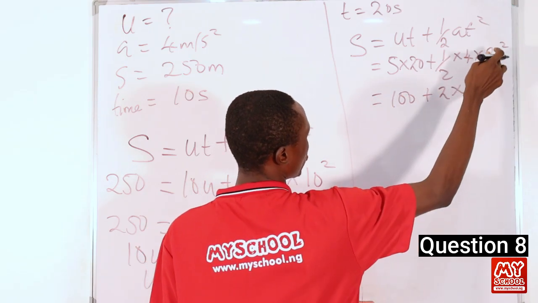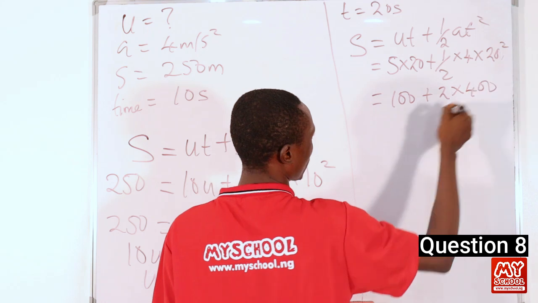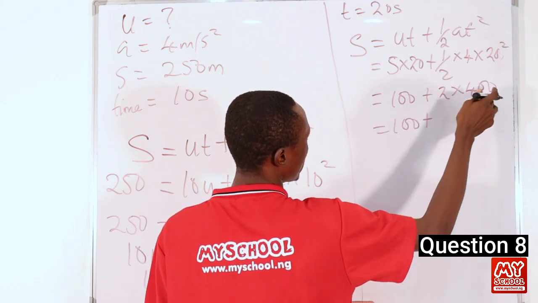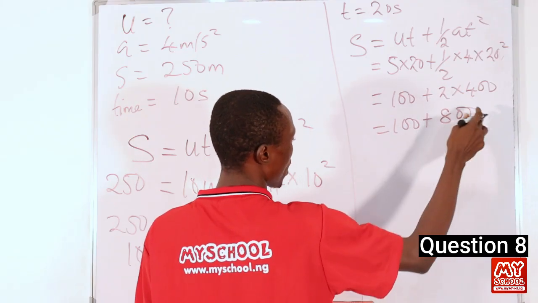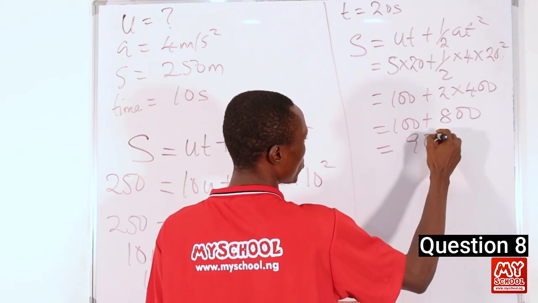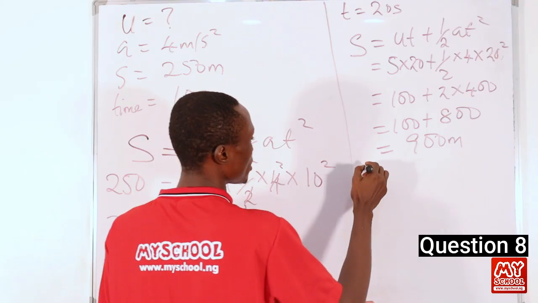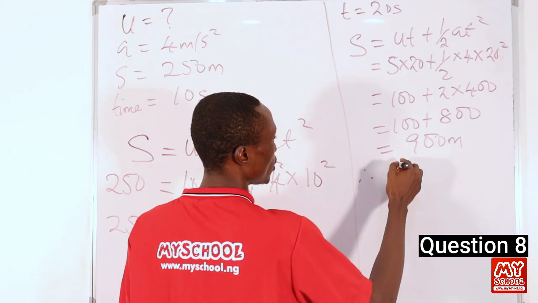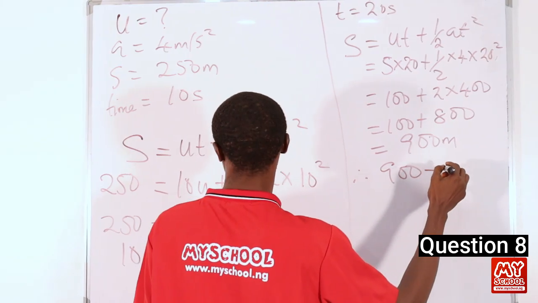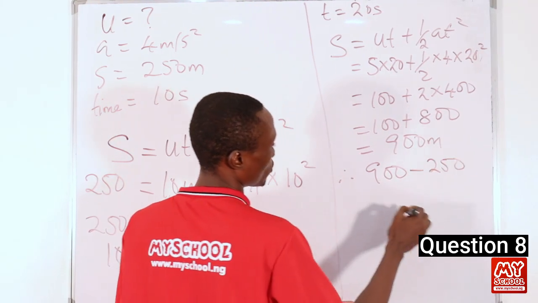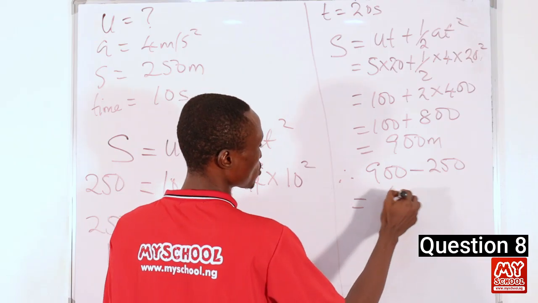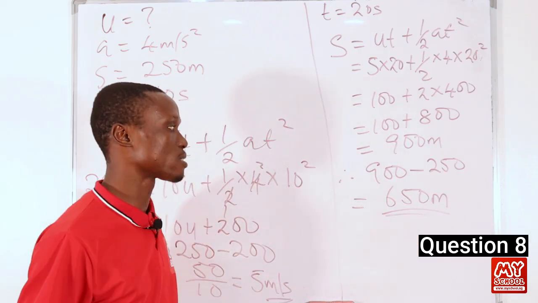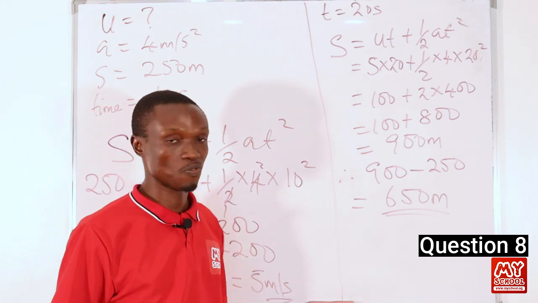Okay, so this multiplied will give us 100 plus, this will give us 2 times 20 times 20, which is 400. So this will give us 100 plus 800, and if we add these two together, that will give us 900 meters. So the distance covered in the next 10 seconds will be equal to this 900 minus the 250, and this will leave us with 650 meters. So the distance covered in the next seconds is equal to 650 meters.